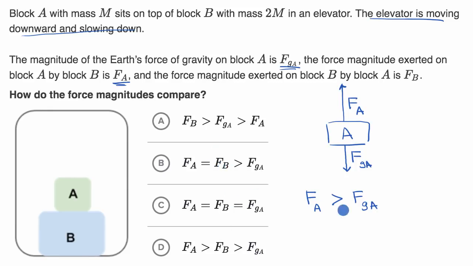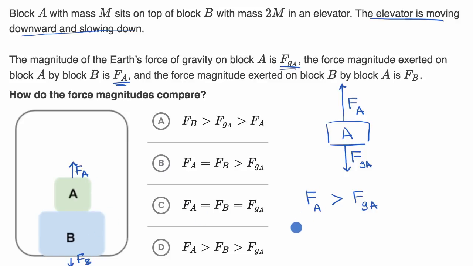So how can we involve F sub B in this inequality? Well, the key here is Newton's third law. Whatever force B is exerting on A, and we call that F sub A, or its magnitude is F sub A, is going to exert, from Newton's third law, an equal and opposite force on B. So this arrow points downward, but it's going to have the same magnitude, F sub B. So the magnitudes of these two forces are the same.